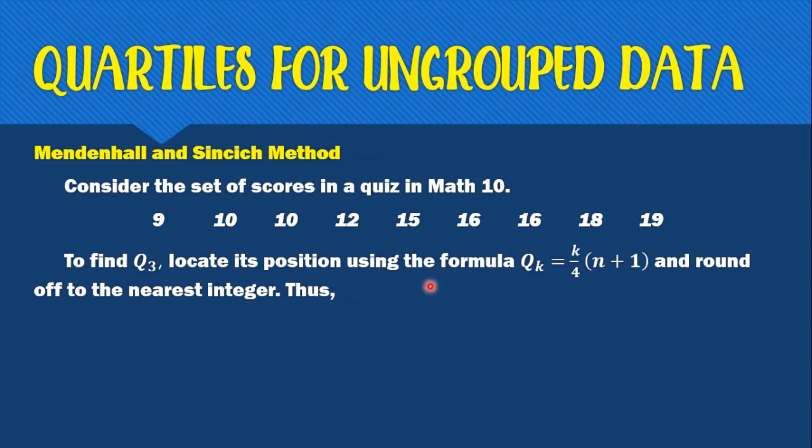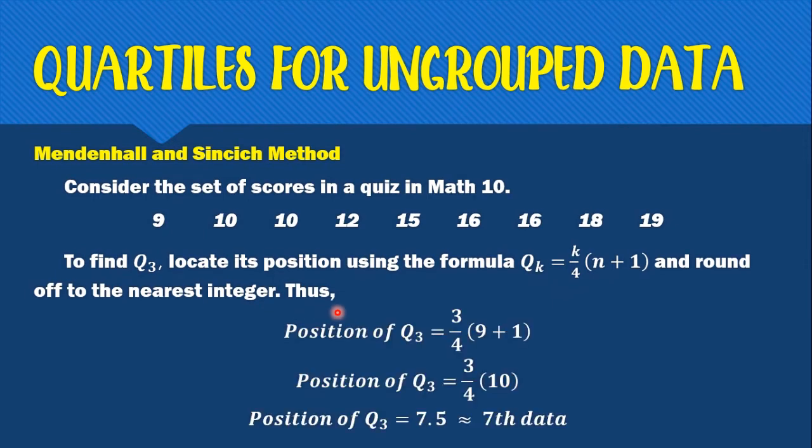How about if we're going to find the Q sub 3 or the upper quartile? To find this, we locate its position using the formula again of Q sub k is equal to k over 4 times n plus 1. And then we round off to the nearest integer. Thus, we have the position of Q sub 3.